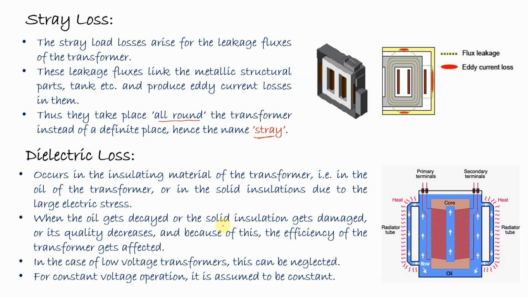But again, the stray loss and the dielectric loss are very low. They can be considered as only 2 to 3% of the total losses. Combined stray loss and dielectric loss is only 2 to 3%. So for a small transformer, we can easily ignore it. For a larger size transformer, it can be considered.